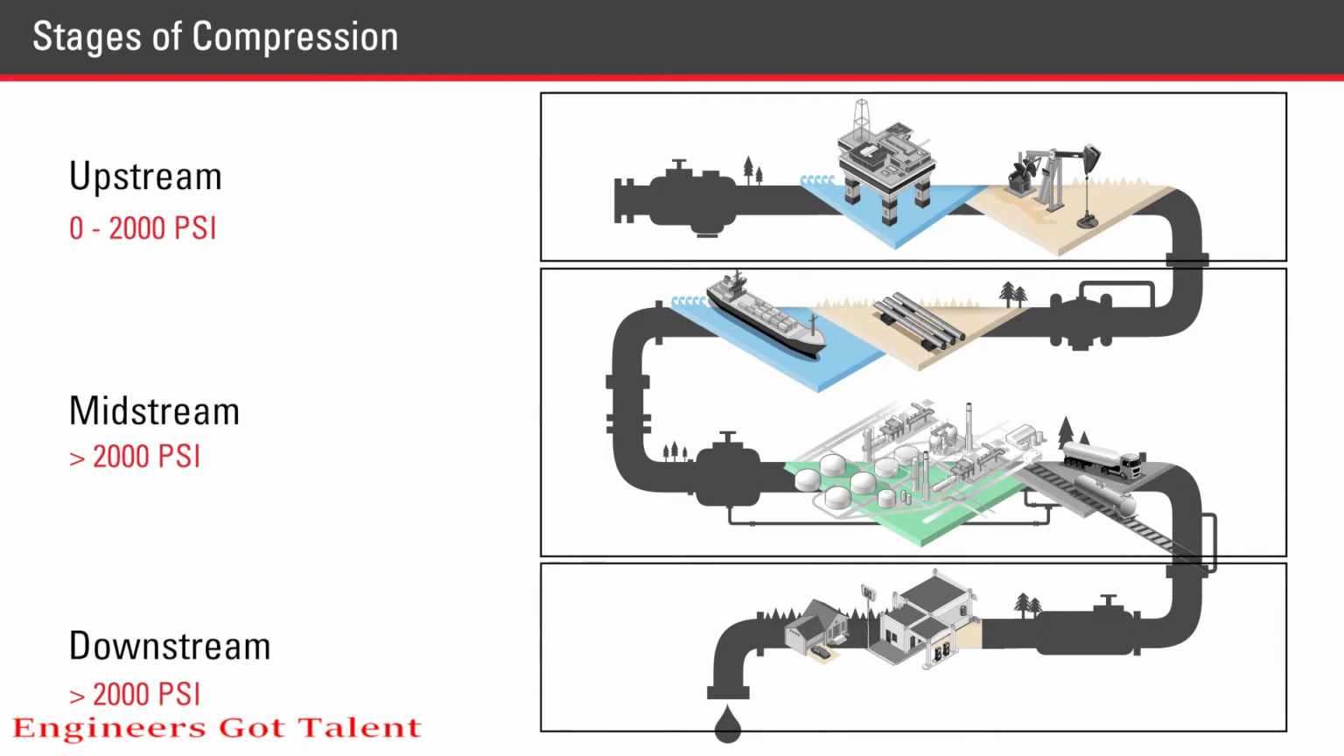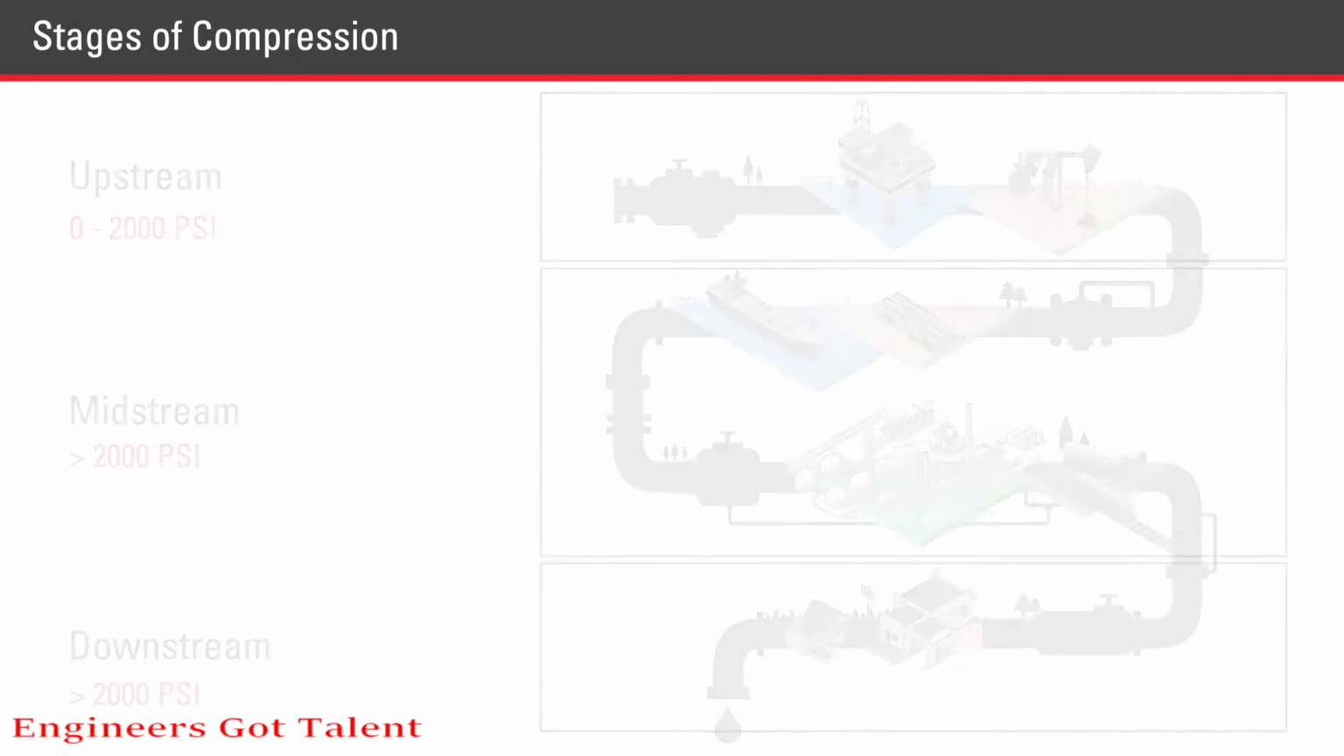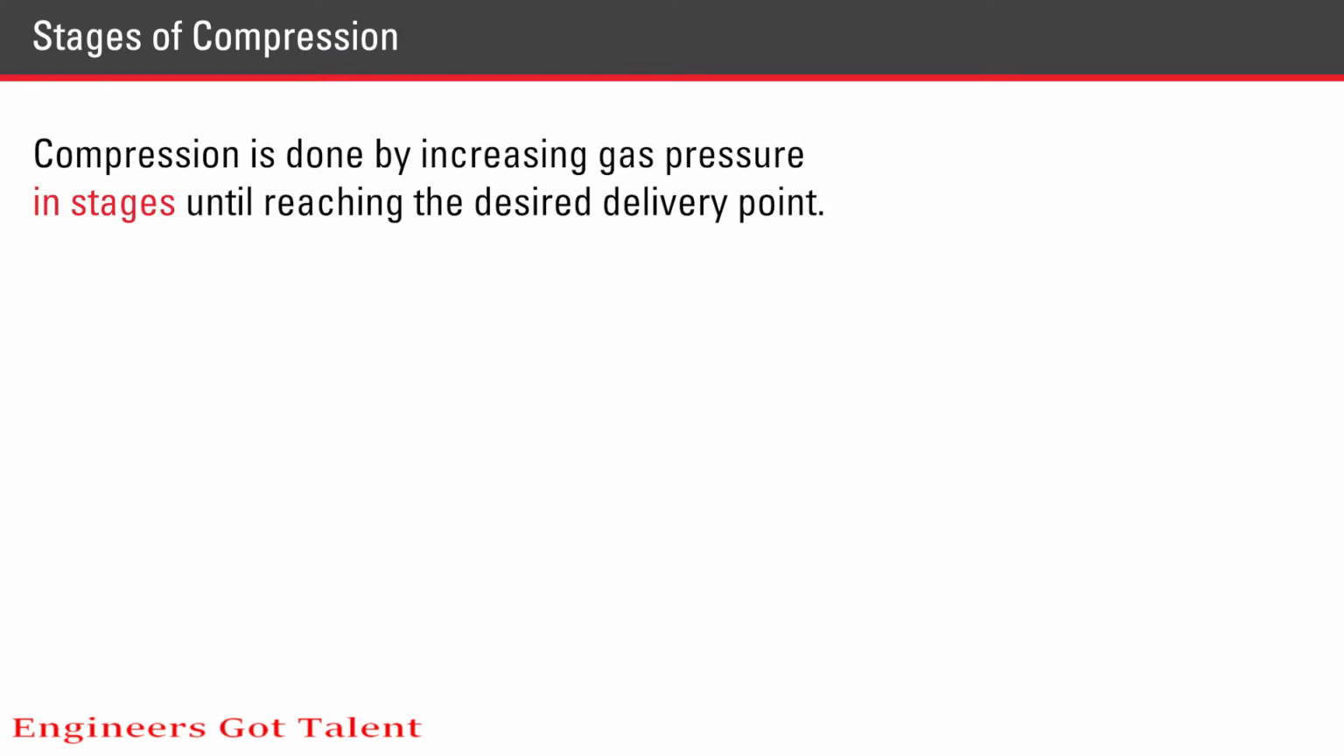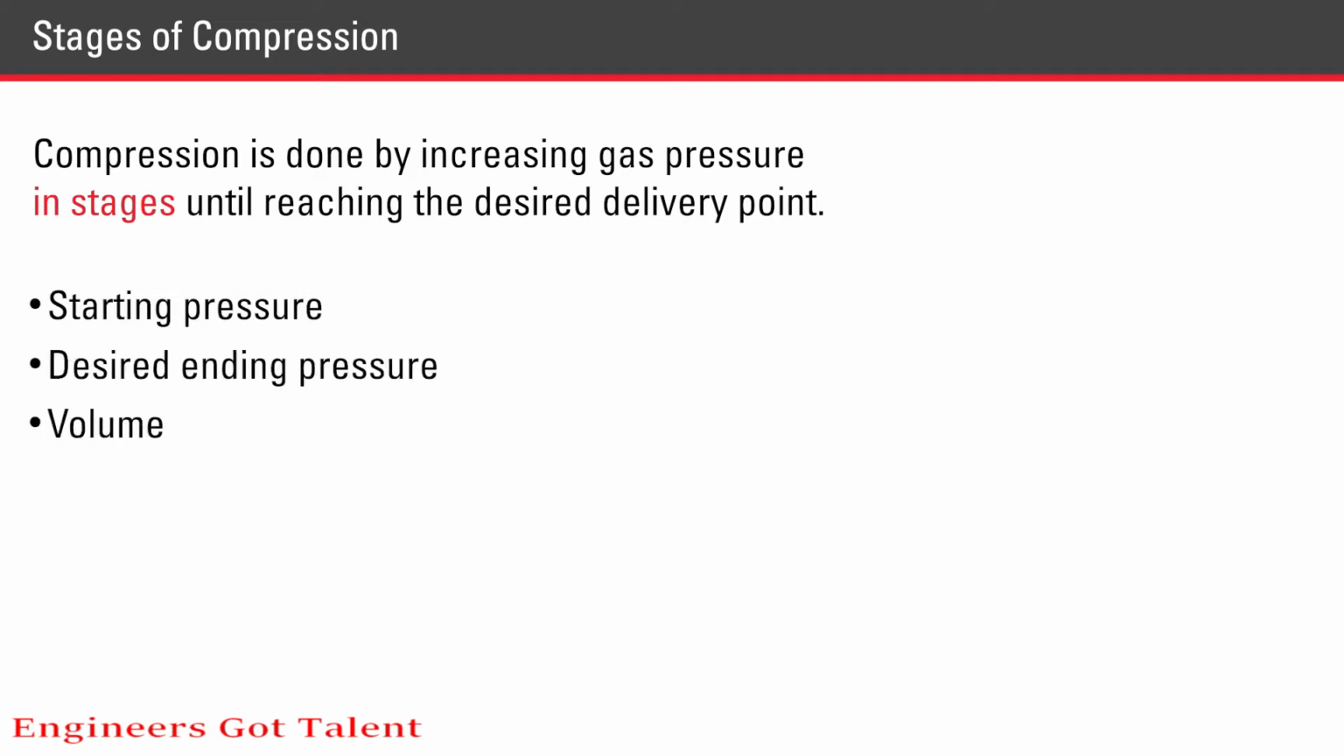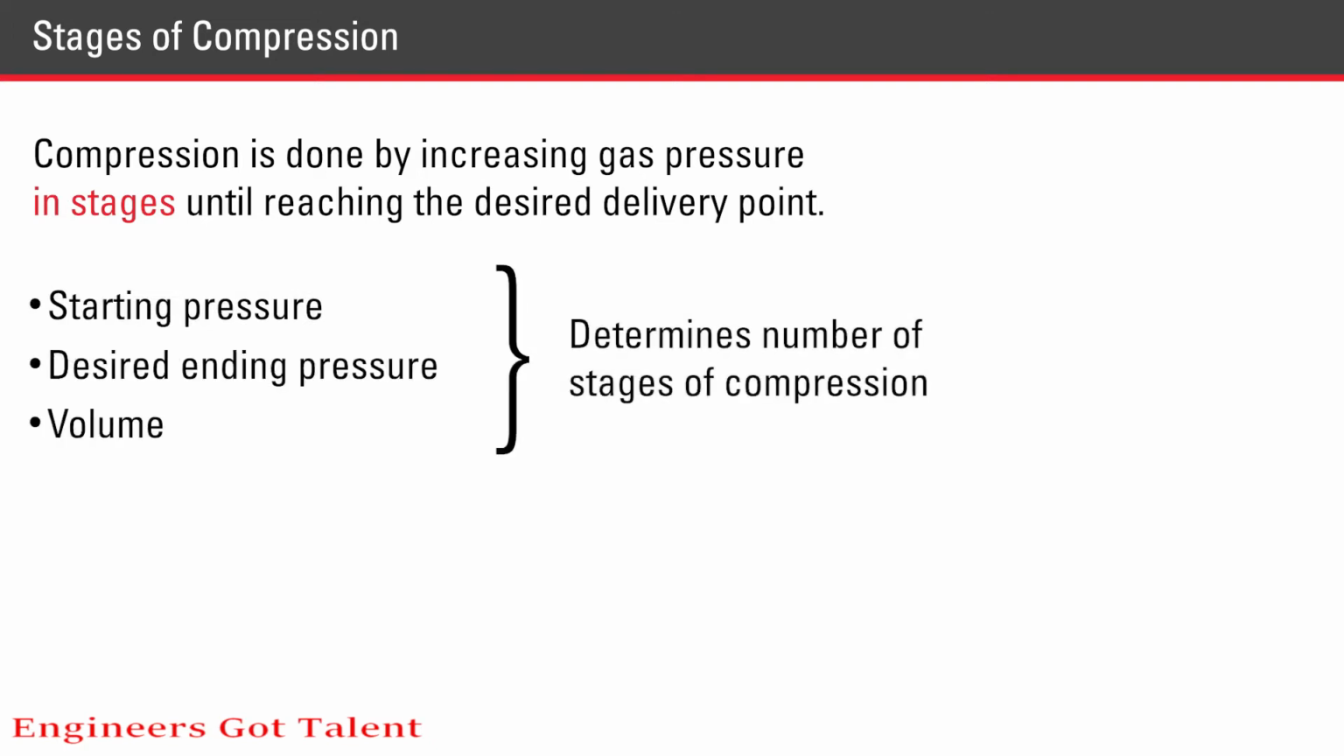Gas is compressed from 0 to 2,000 psi in the upstream sector. Midstream and downstream can compress in excess of 2,000 psi. Compression is done by increasing gas pressure in stages until reaching the desired delivery point. The starting pressure, desired ending pressure, and the volume will help determine how many stages a compressor will have.